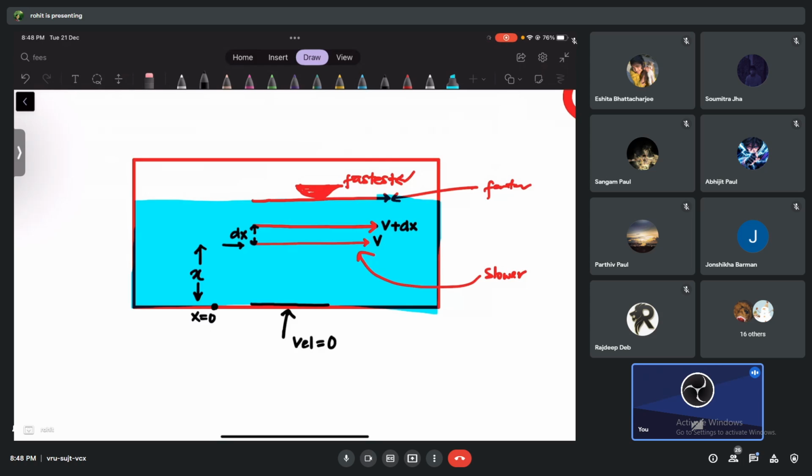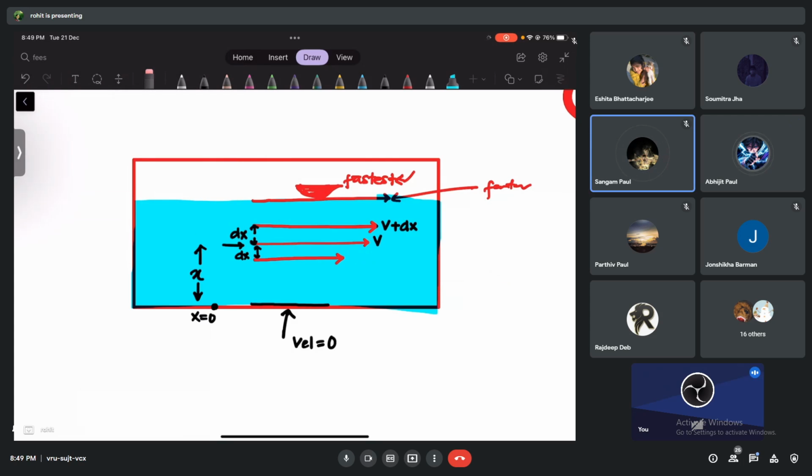What about the layer below, guys? I can also imagine another layer, just below and a little bit below, not so much. What's the gap again, guys? dx again. Makes sense, no? What will be the velocity of this layer? You tell me now. It will be v or less than v? v minus dv. That makes sense. This is going to be the velocity for that layer, and this for that one.